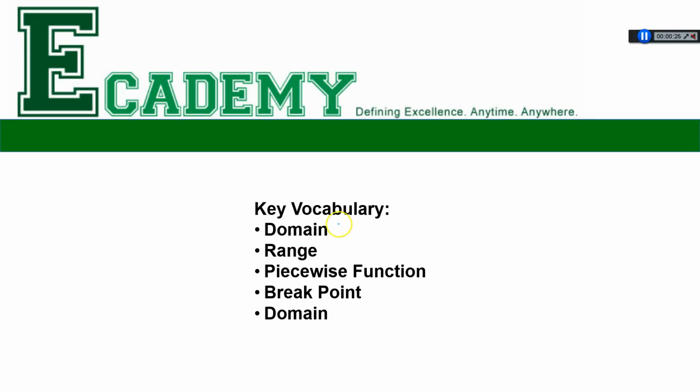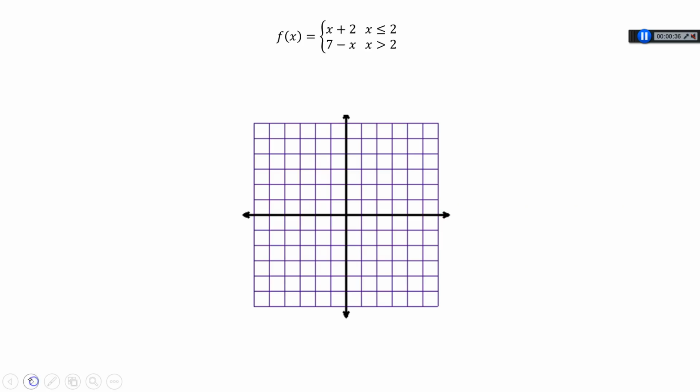So some of the key vocabulary you're going to be looking at: domain, range, stuff we've been talking about, piecewise function, breakpoint. That's an important one that I don't know if other teachers call it that, but that's what I always call it. And then the domain, of course, of a piecewise function. So let's take a look here.